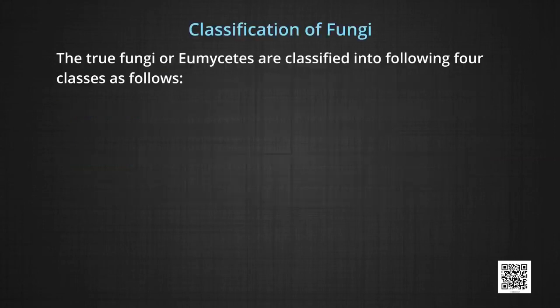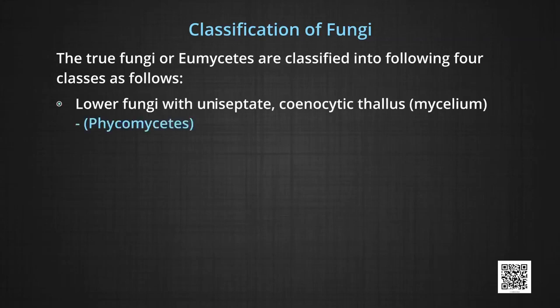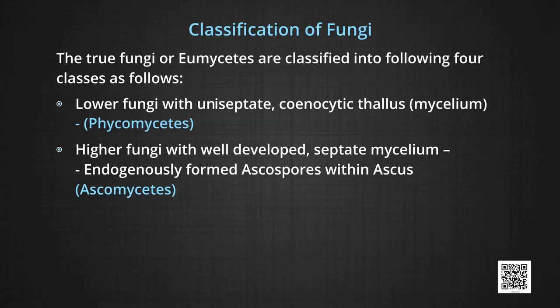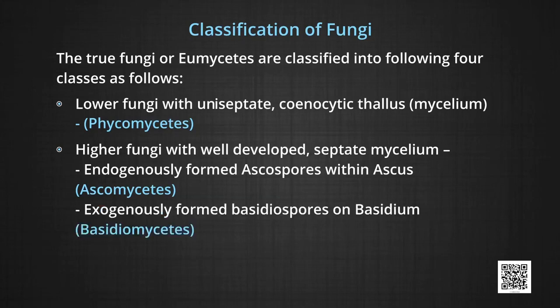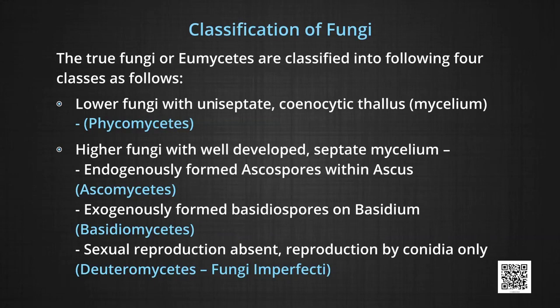Classification of fungi. The true fungi or eumycetes are classified into the following four classes. Lower fungi with aseptate, coenocytic thallus, mycelium: phycomycetes. Higher fungi with well developed septate mycelium. Endogenously formed ascospores within ascus: ascomycetes. Exogenously formed basidiospores on basidium: basidiomycetes. Sexual reproduction absent, reproduction by conidia only: deuteromycetes, that is fungi imperfecti.